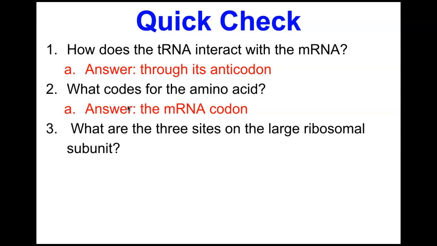Thirdly, what are the three sites on the large ribosomal subunit? The three sites are the A site, which stands for the amino acid site, the P site, which stands for the polypeptide site, and the E site, which stands for exit. All right, let's continue on with our lecture now that we did a quick check.